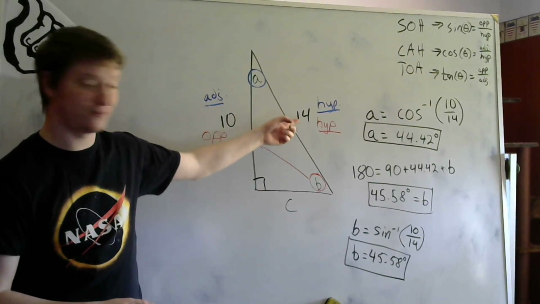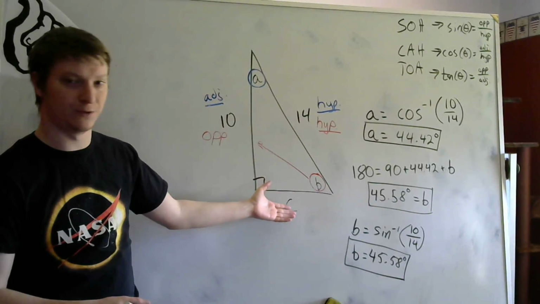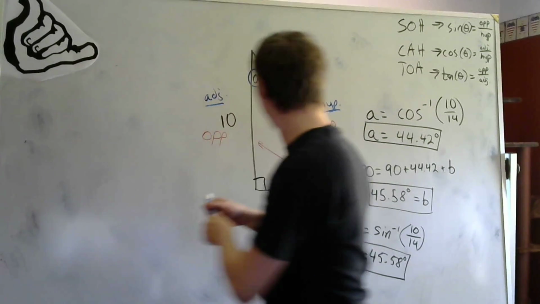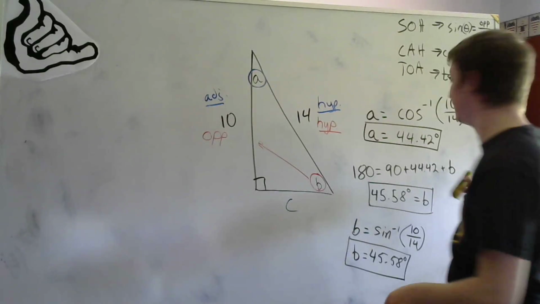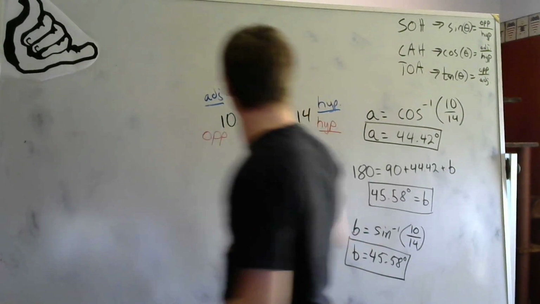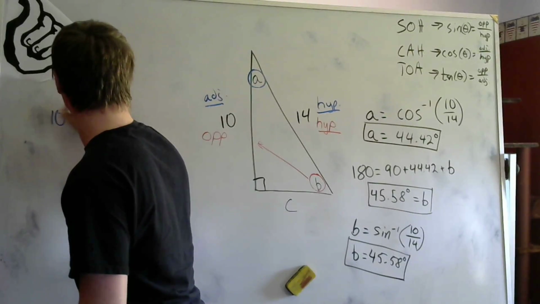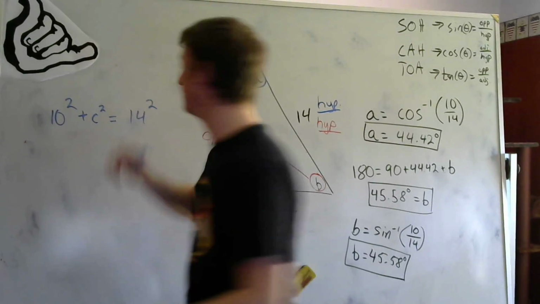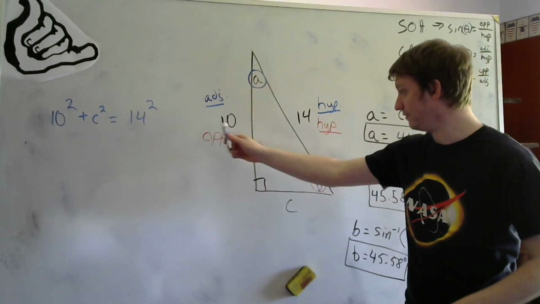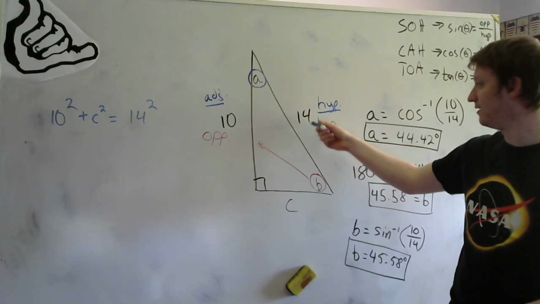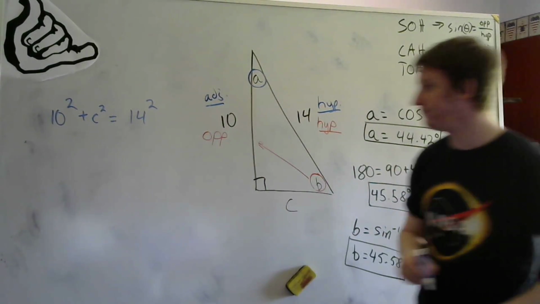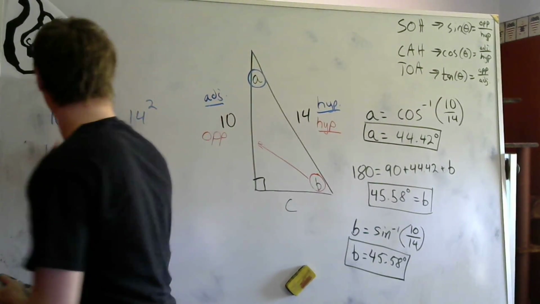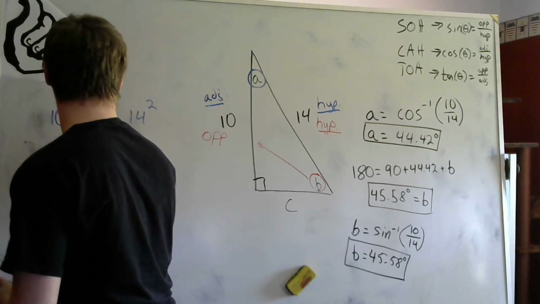I gave you two sides of a right triangle. Find the last one. Leg, leg, hypotenuse. So we've got, I can get rid of, I've got space over here. So we can do 10 squared plus c squared equals 14 squared. Leg squared plus leg squared equals hypotenuse squared. Adding these together, and taking care of all our squares.